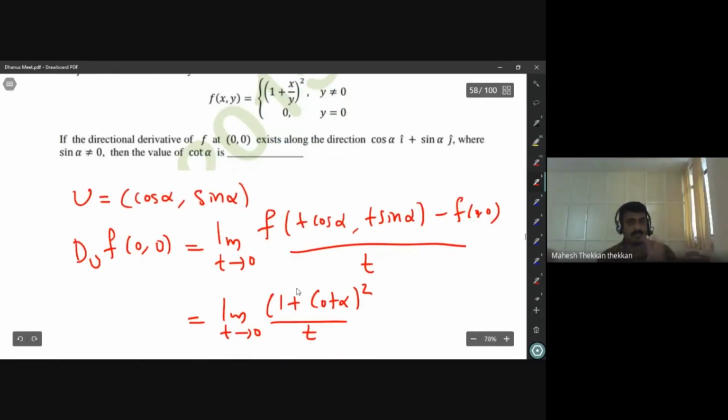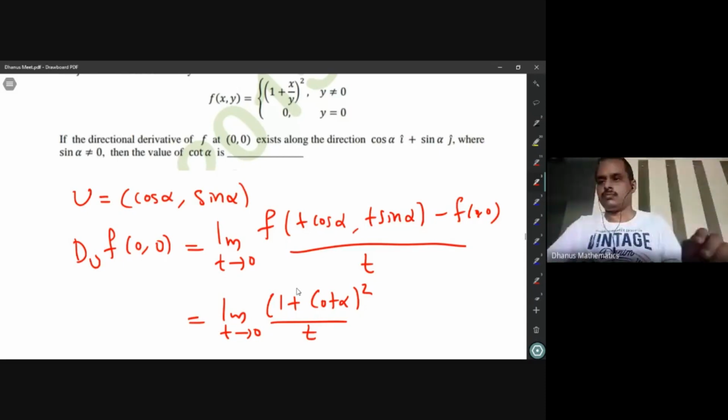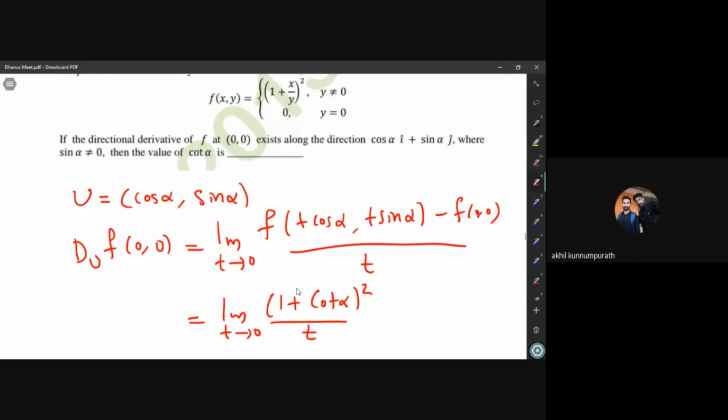It is given that this value exists. When will it exist? What is the possibility? You just observe it. When can this value exist? Limit as t tends to 0 of (1 plus cot alpha) square by t. When can it exist?